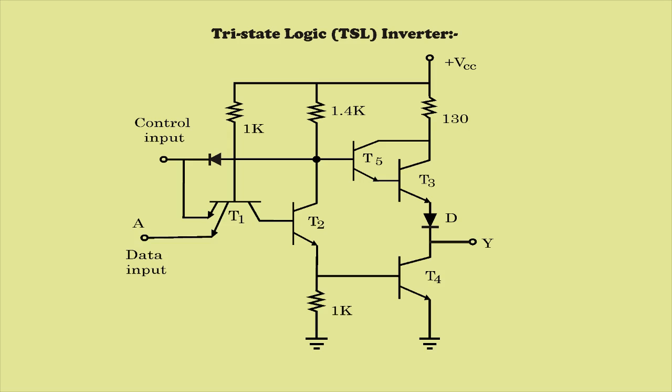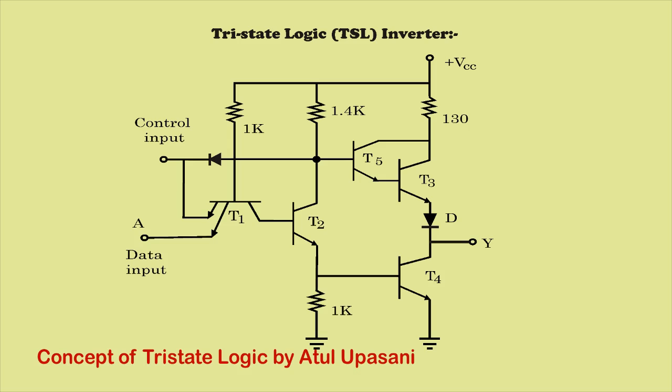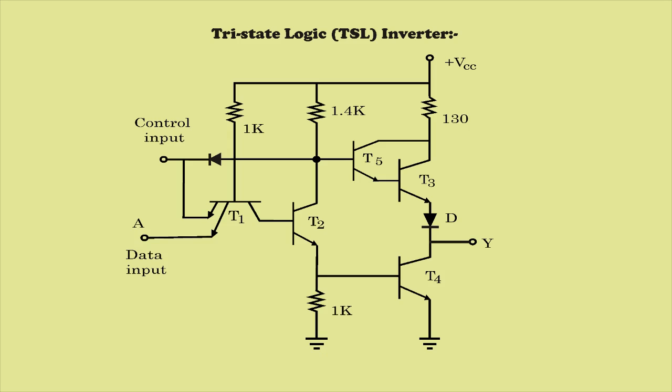So here you can see that there are two inputs, the control input and the data input. At the output, there is only one output. So data input A and output Y form a NOT gate, and we have designed a control input here to control the function of this tri-state inverter. So this was all about the circuit diagram, and here you can see one additional transistor is connected.